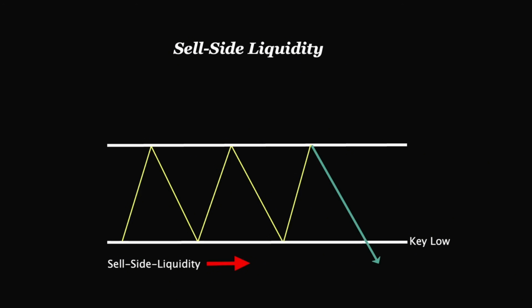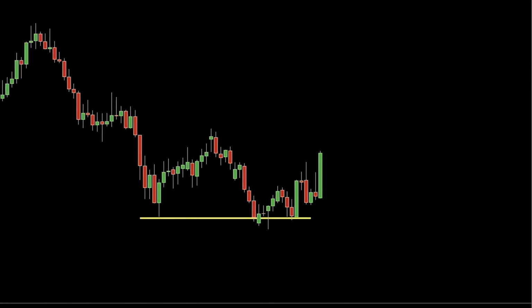Look at this chart example. You can see the price broke through established lows, sweeping sell-side liquidity. Once the sell stops were cleared, the price reversed direction and moved up, demonstrating how market makers capitalize on sell-side liquidity. Now that you understand buy-side and sell-side liquidity, let's take a closer look at how market makers target these liquidity zones. They typically use two main tactics, the liquidity sweep and the liquidity run.